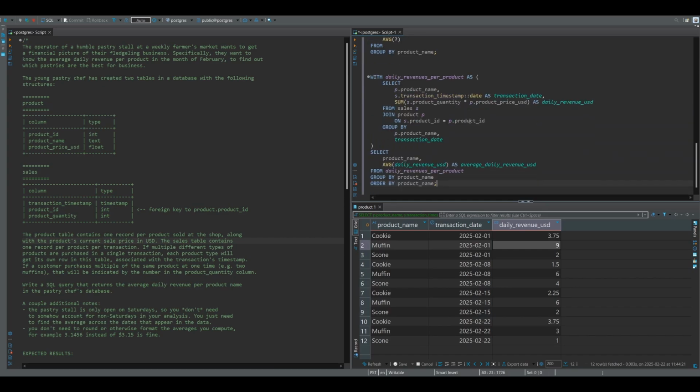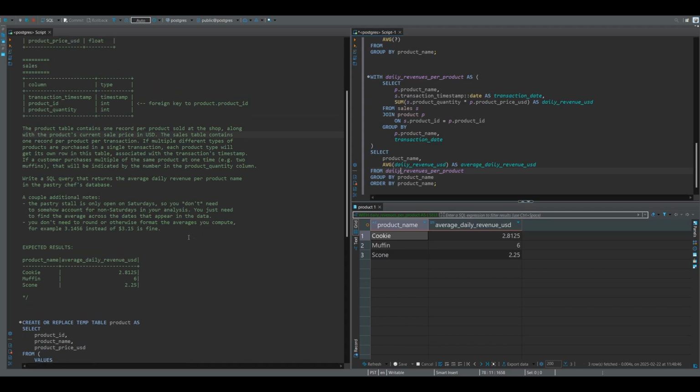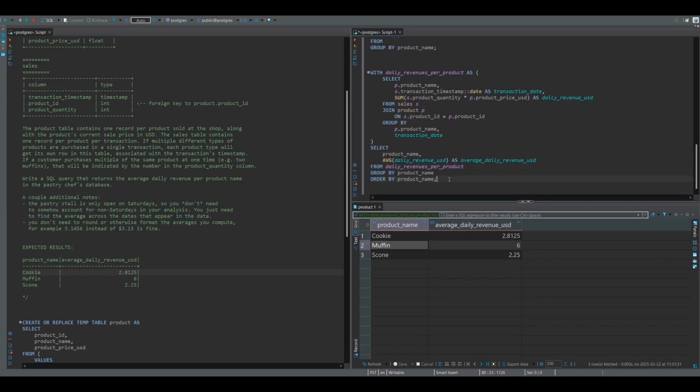To do that, we need to wrap our daily revenue calculation inside a common table expression, or CTE. And then we can just select from that CTE and reference our daily revenue column right here. Put it right in the average function. And run that, and there we go. The average daily revenue per product name, exactly matching our expected results over here. Clearly, muffins are the big winner.